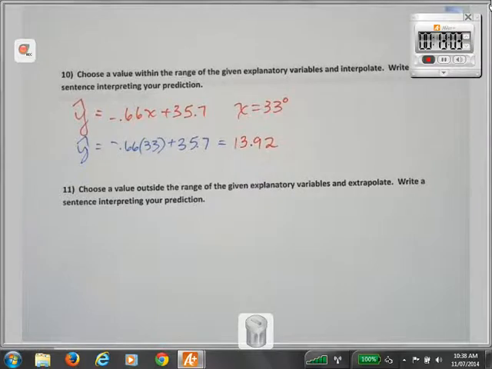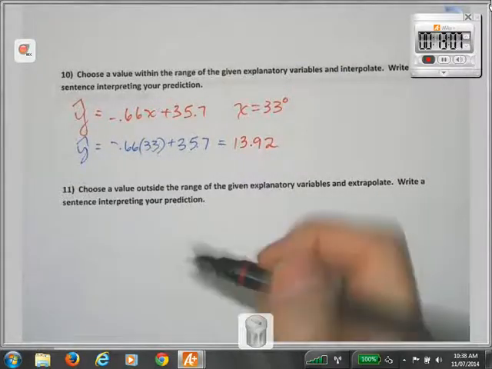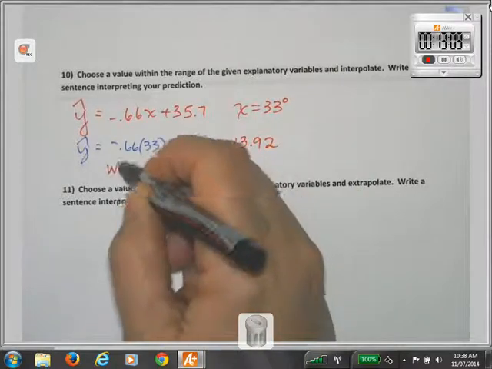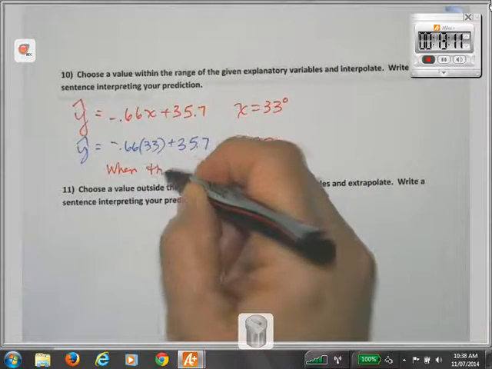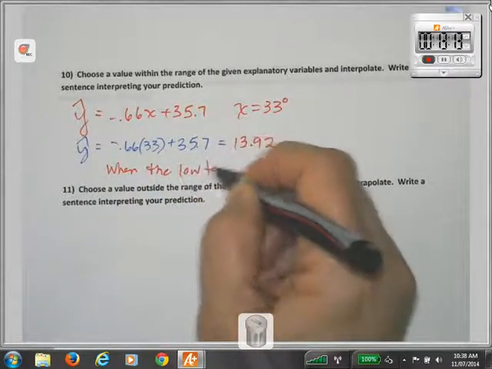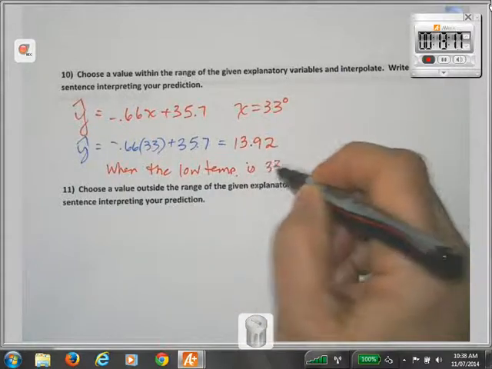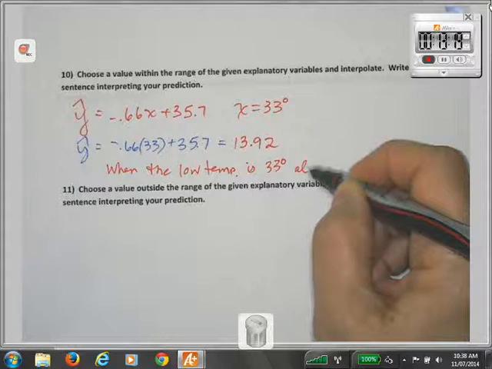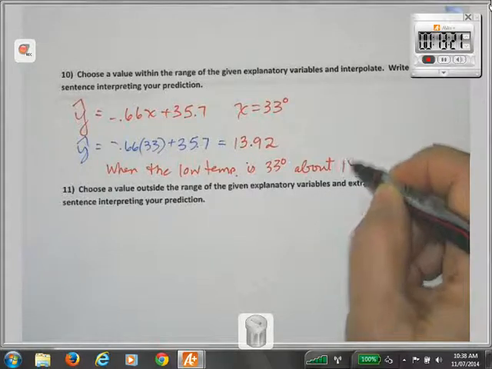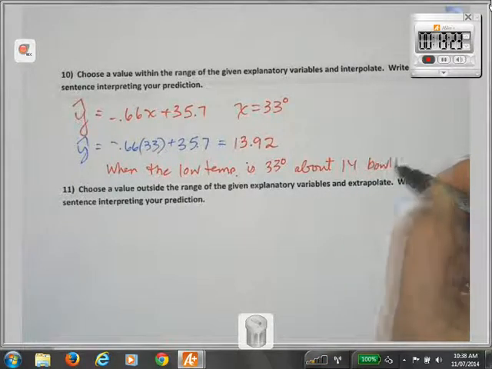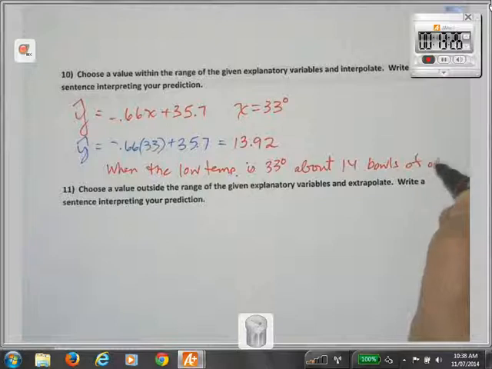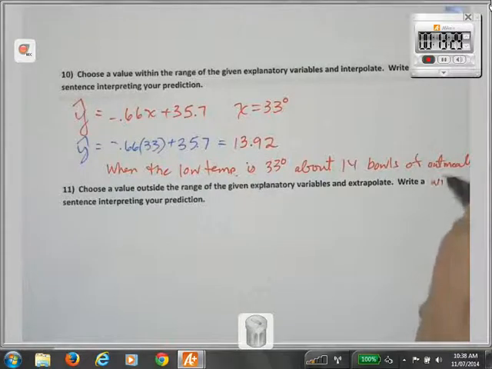So I say write a sentence interpreting your prediction, and that sentence would be: when the low temperature is 33 degrees, about 14 bowls of oatmeal will be sold.